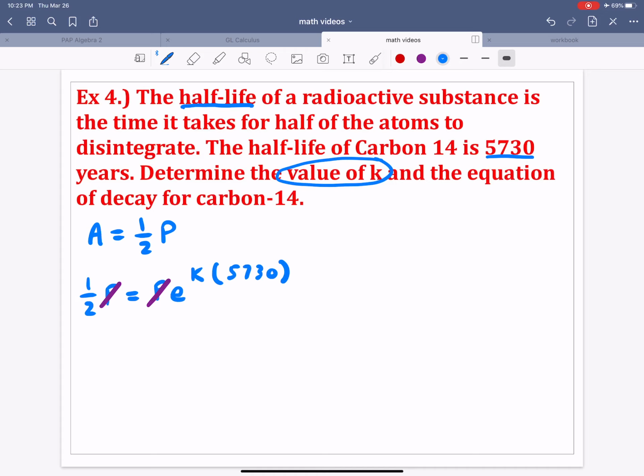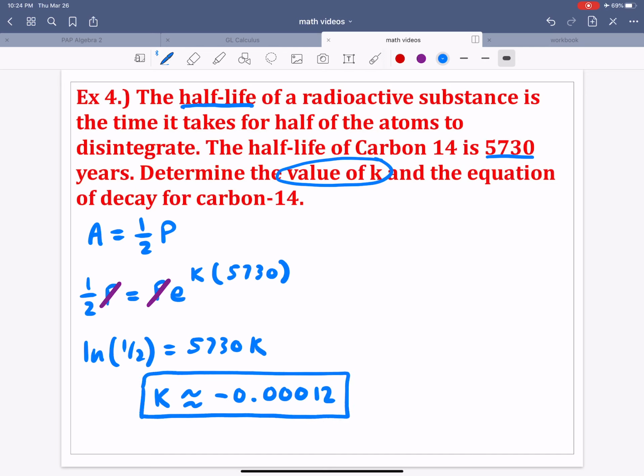So then we can take the natural log of both sides. So we take the natural log of 1/2, and that equals 5,730 times k. So again, now this turns into a calculator problem. We're going to take the natural log of 0.5 and divide it by 5,730, and we get k to be negative 0.000121.